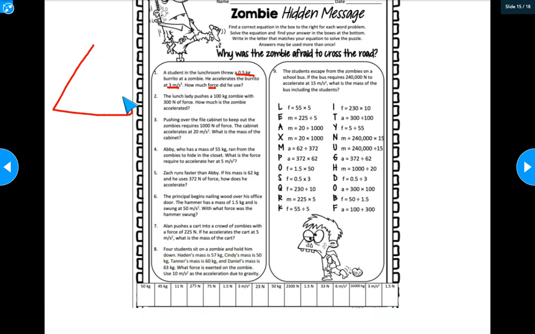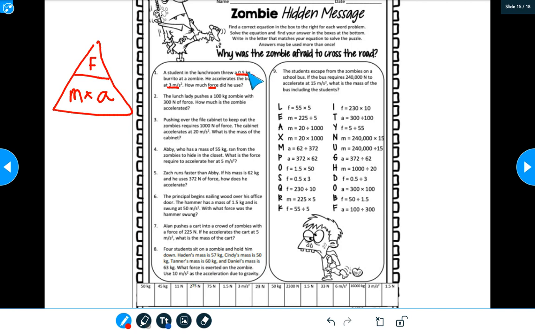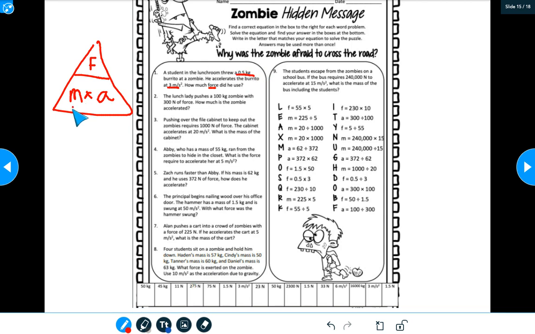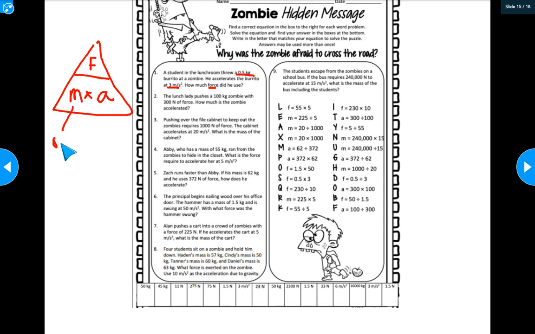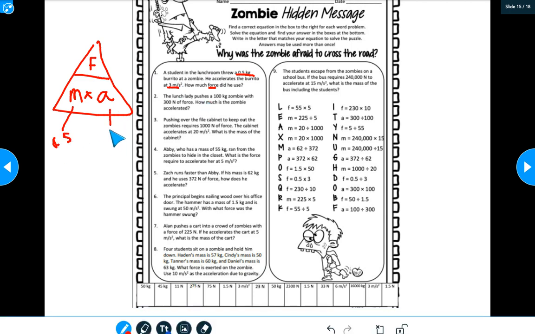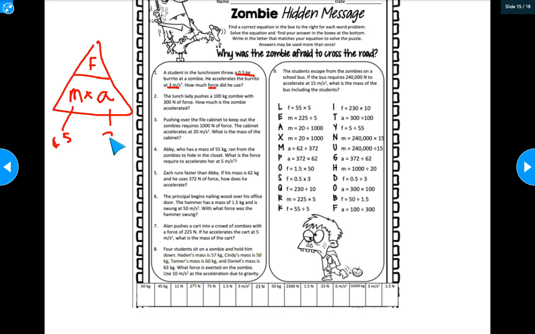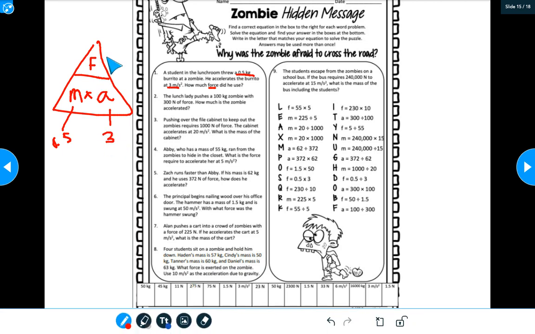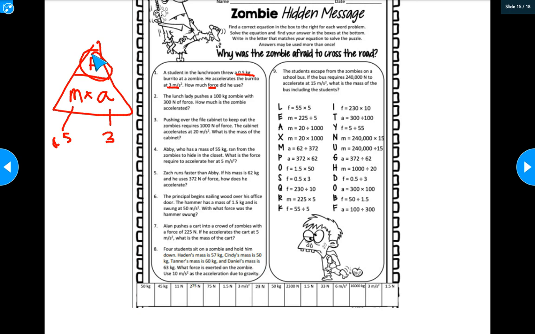Before I do that, I want to draw my force triangle. Force equals ma. They give me 0.5 kilograms. That is a mass, 0.5. And 3 meters per second squared, that is acceleration. So write down 3 here. And force is the one that's needed.